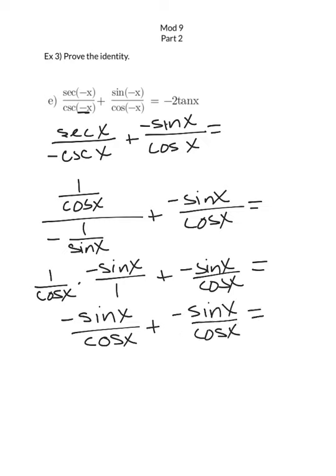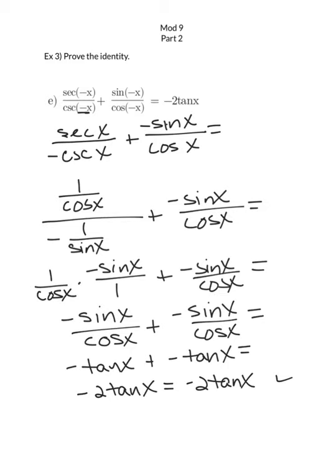Well, now, what do I know about sine over cosine? It equals tangent. So I have negative tangent of x plus negative tangent of x. And when I combine my like terms, I get negative 2 tangent of x equals negative 2 tangent of x. And my proof is complete.